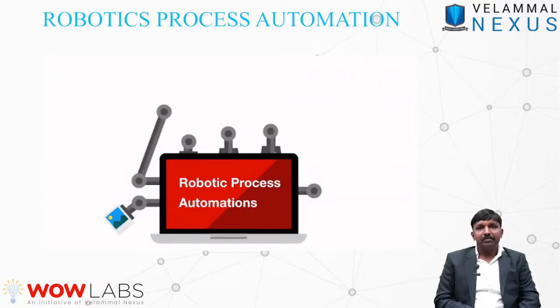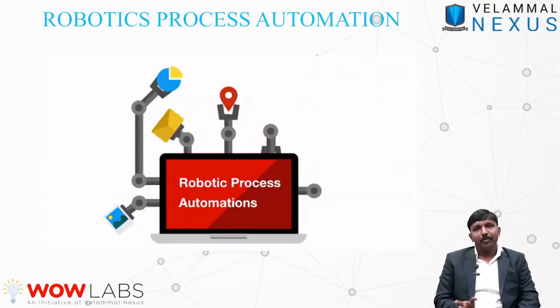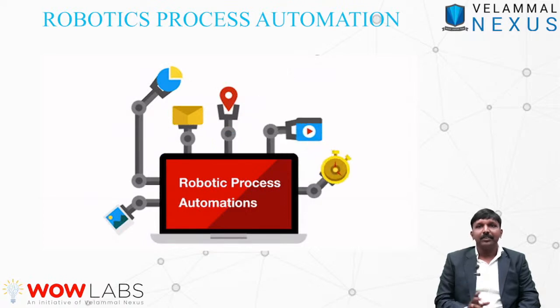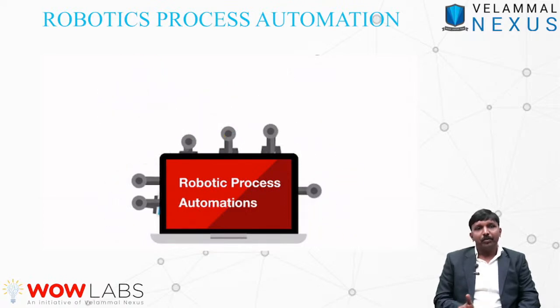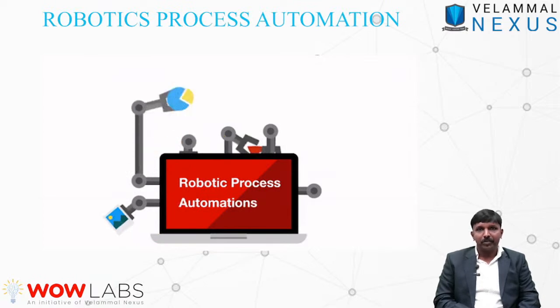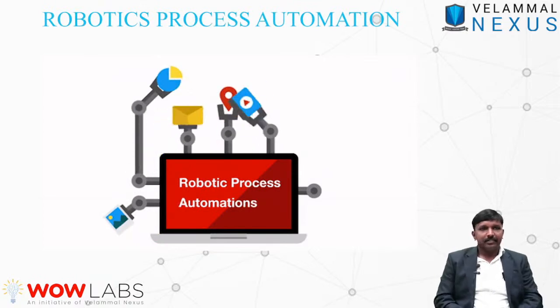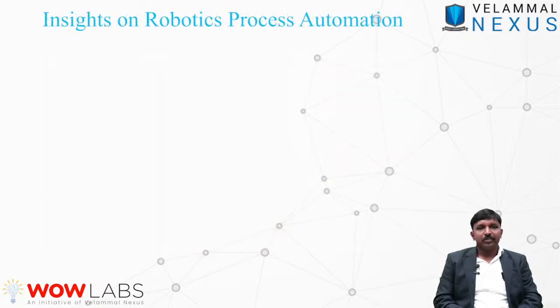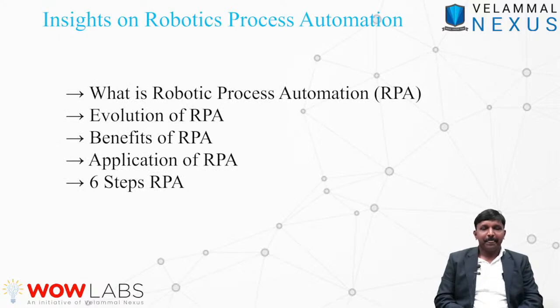Guys, hope you enjoyed the video, and now you have a clear idea about how automation evolved and the need for automation. Now let us get into our main topic, robotics process automation. We are going to discuss insights on robotics process automation in this video, and it has 5 major topics. The first is what is RPA, then the evolution of RPA, then the benefits of RPA, then applications of RPA, and finally the 6 steps involved in RPA.